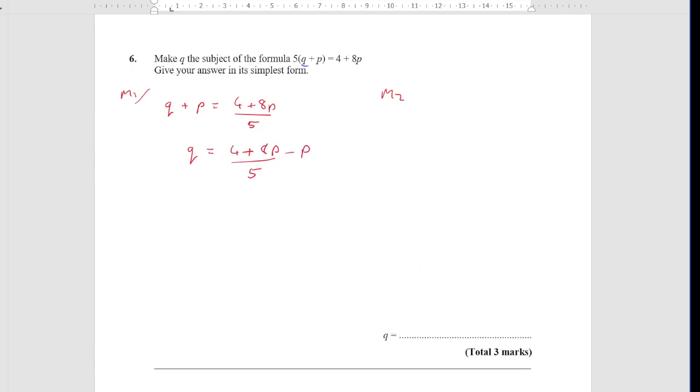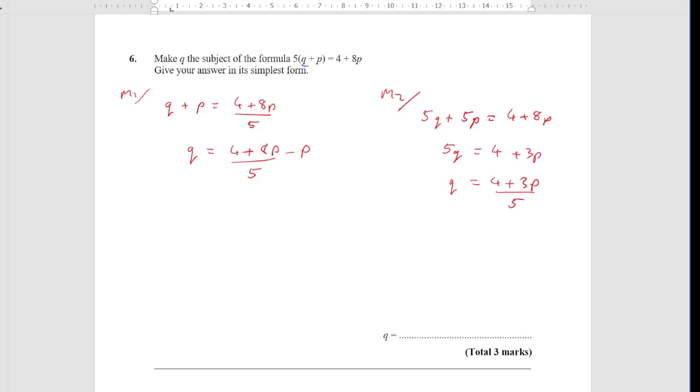And I'll come back to that one in a minute because I'm going to do it the second way over here now. So I'm going to multiply the bracket first of all. Instead of dividing by 5, I'm going to multiply the first bracket by 5. Right, now I'm going to minus 5p from both sides, so that will give me 5q is equal to 4 plus 3p. Then I'm going to divide by 5, so q is going to be equal to 4 plus 3p divided by 5, which is simpler than this.